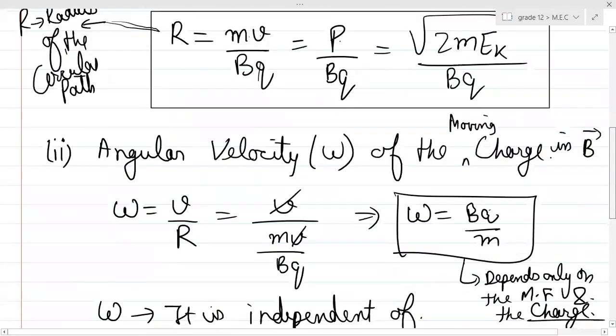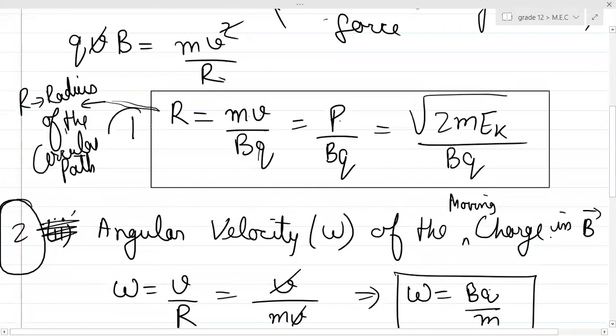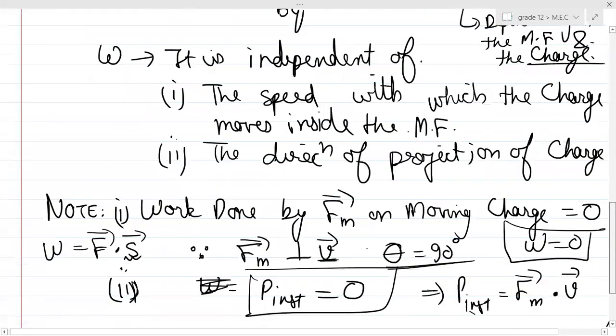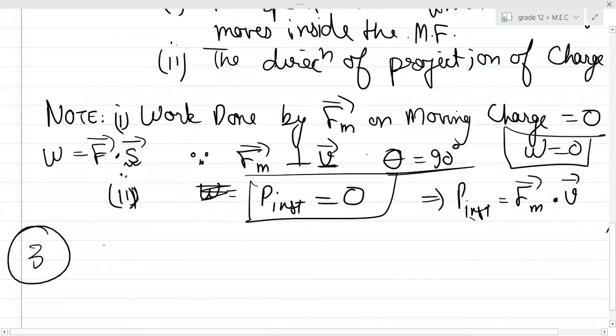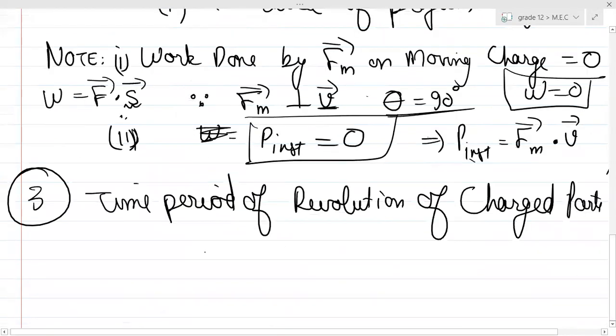Is omega clear? The first result was the radius, the second result is the angular velocity. The first result clear, second result clear? Now the third result is the time period of revolution of the charged particle. Can you see over here, omega was equal to qB by m.